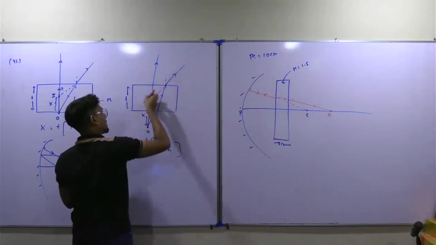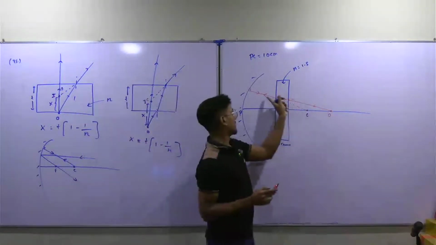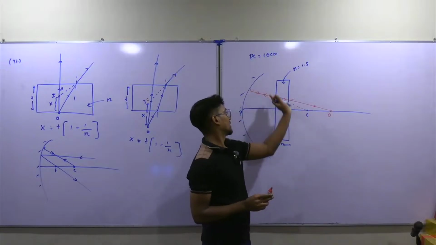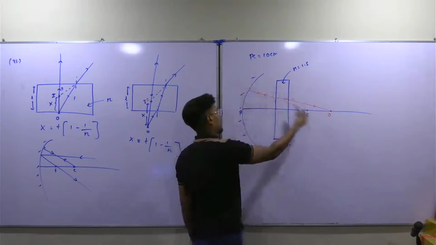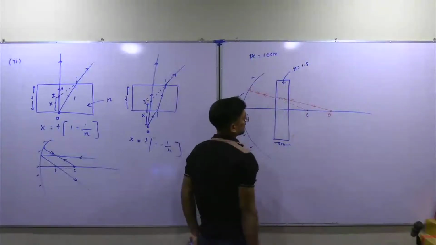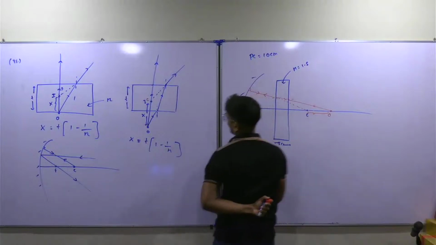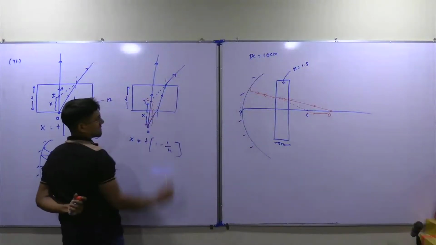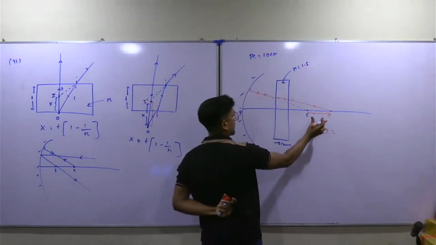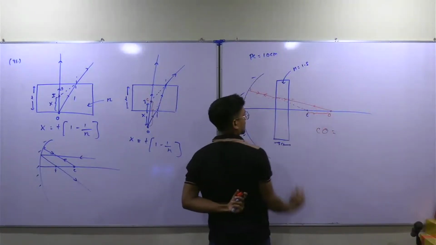However, this ray should appear to travel from the center here. The refracted ray is appearing to travel from this center. Then only the same ray will reverse and retrace the same path. Clear? This distance can be found. This distance is from here to here. So the CO distance can be found in a similar way. CO distance is, when you place the object, the image will be formed there.